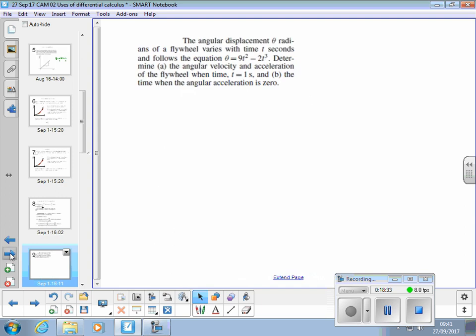The angular displacement theta, in radians, of a flywheel varies with time t seconds and follows the equation 9t squared minus 2t cubed. So we've got this function: theta equals 9t squared minus 2t cubed. Determine A, the angular velocity and acceleration of the flywheel at time t equals 1 second, and B, find the time when the angular acceleration is 0. So just before you start, what's the sequence of things you're going to go through to find those answers?